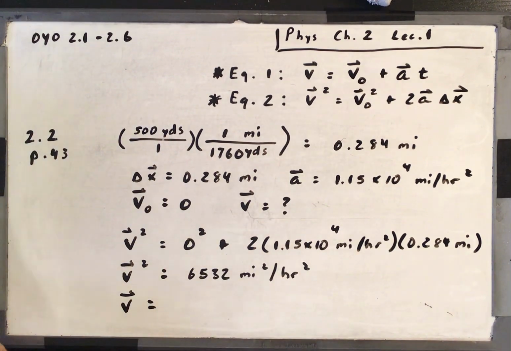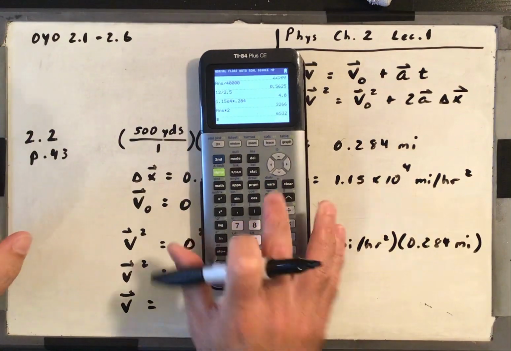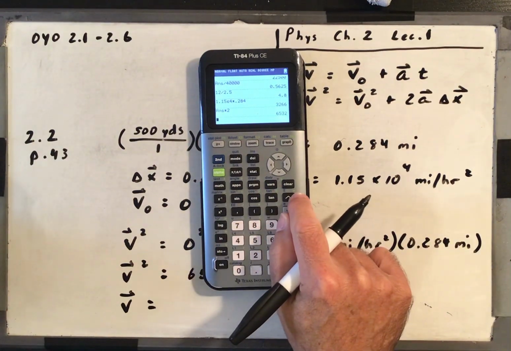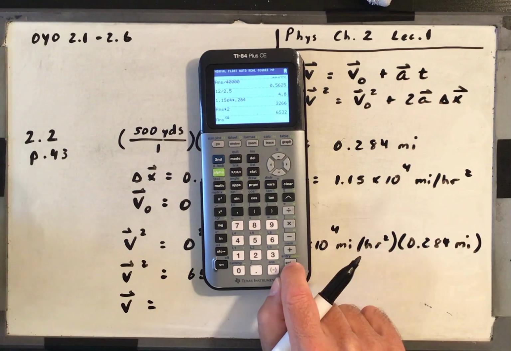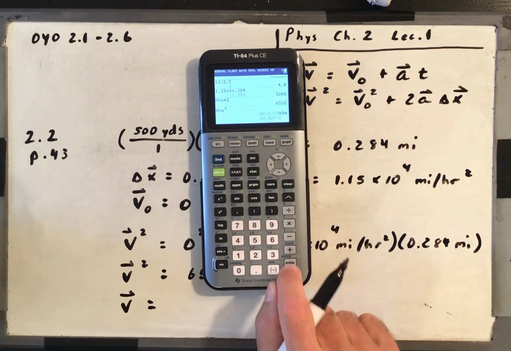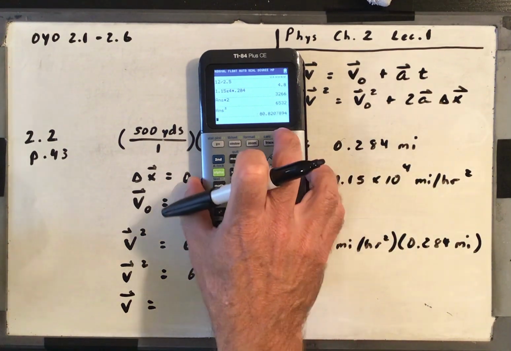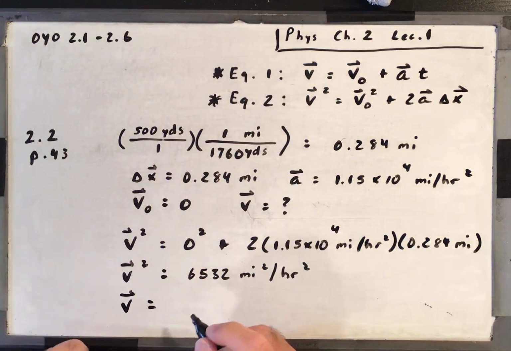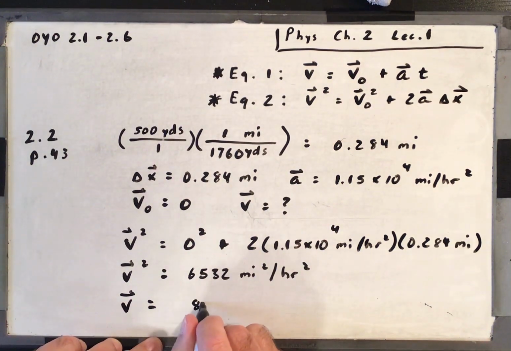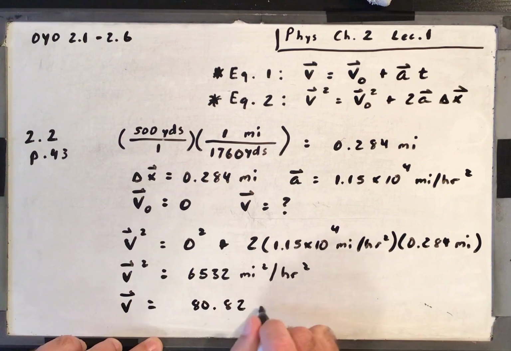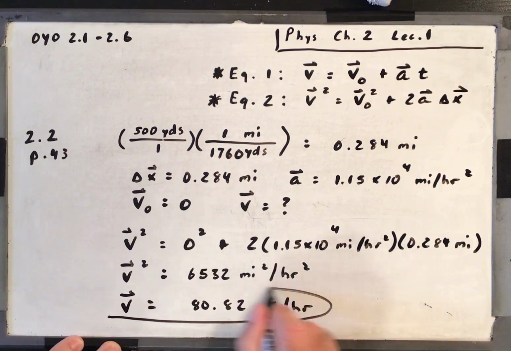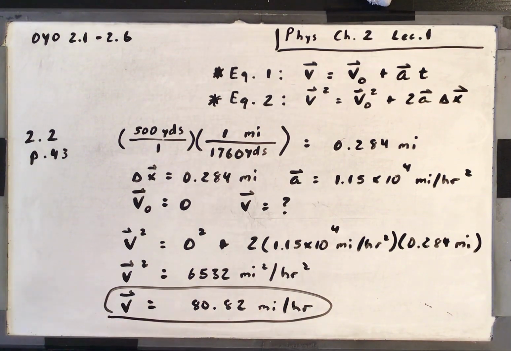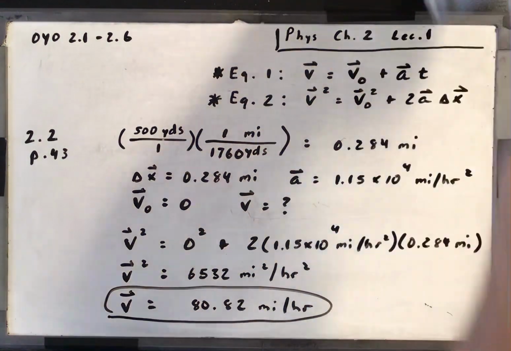Personally, I think the fastest way to take the square root on these would just be to hit the caret button and raise it to the 0.5 power. So it'll take your answer and raise it to the 0.5 power. That'd be 80.82 miles per hour. All right, pretty cool. So there's an example using equation number 2.